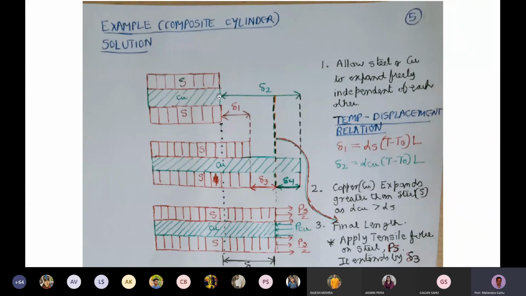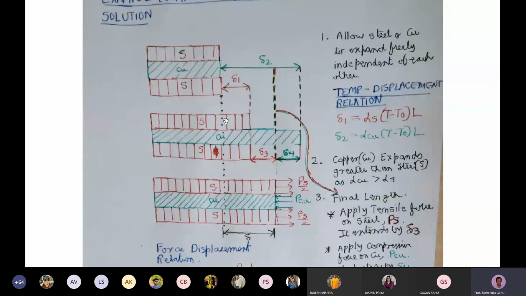bar. So first thing is, let's assume that there is no interaction taking place between steel and copper. Here, steel and copper, there is no interaction. That means they are independent of each other. There is no contact between those two, either cylinder and the tube, or between the strips. So when they are allowed to expand freely, this steel bar will expand by an amount delta 1, and this copper will expand by an amount delta 2. So this is the free expansion which is happening in steel, delta 1, and there is a free expansion in copper, which is delta 2.